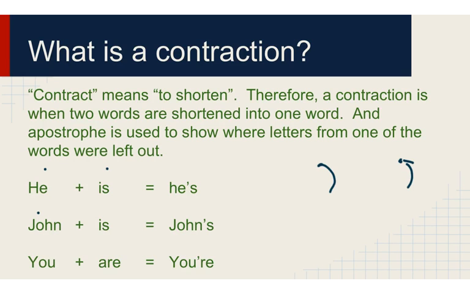So, if we do John is, we're going to put an apostrophe between John and S to show that we cut out an I. And if we use you are, we're going to put an apostrophe to show that we cut out the A in R to make it shorter.